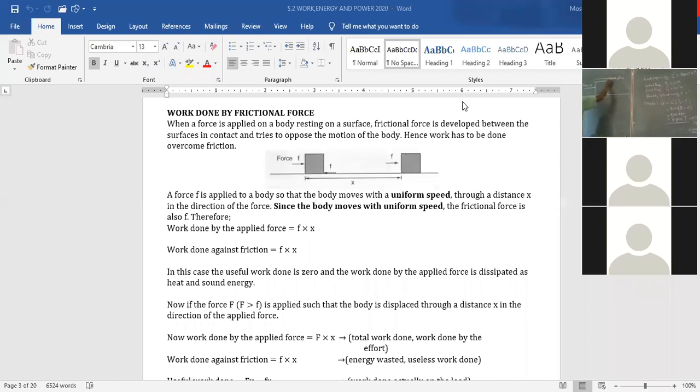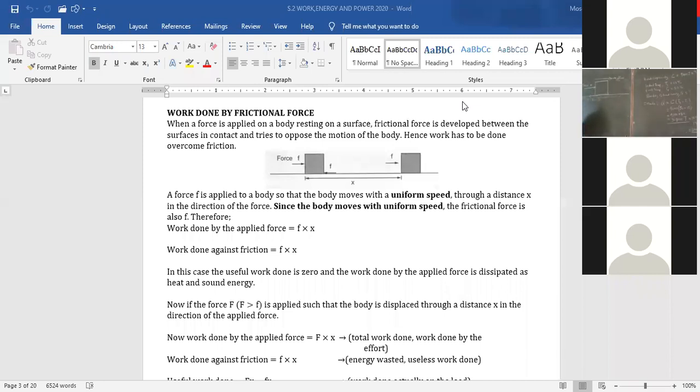Look at the arrows. What is written here? Motion. So the body is moving in that direction. Is that okay? But where is friction acting? The opposite direction. So that is what we refer to as opposition. This friction opposes that motion. Is that okay? Now this friction is also labeled by the letter F.